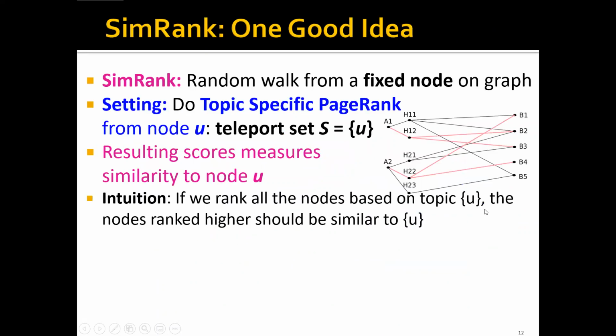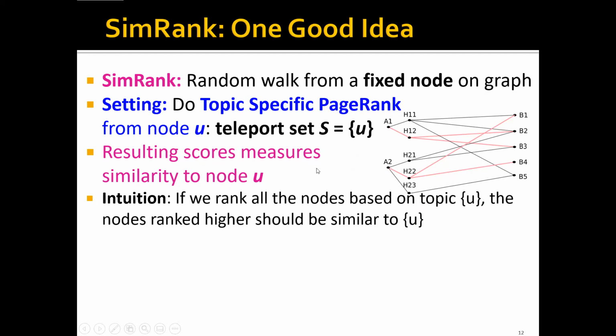One good idea is what we call SimRank. What SimRank does is basically a random walk from a fixed node on the graph. We'll just perform a topic-specific PageRank from some node U with a teleport set. It originally starts with U, but the teleport set also consists of the single node U. Therefore, it will repeatedly restart from U. And doing this, the resulting score would be a very good measure of similarity to node U.